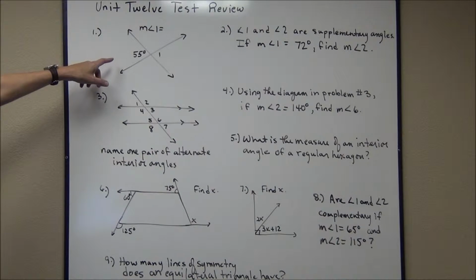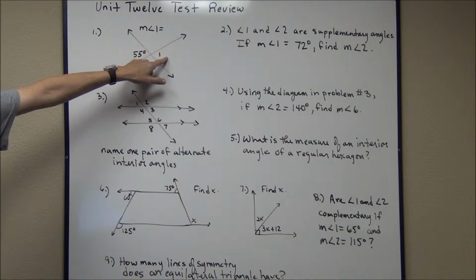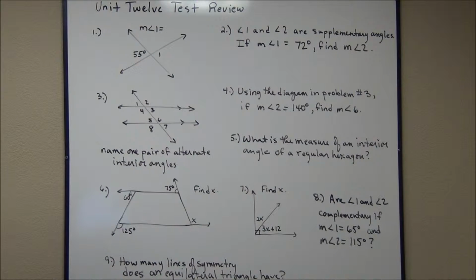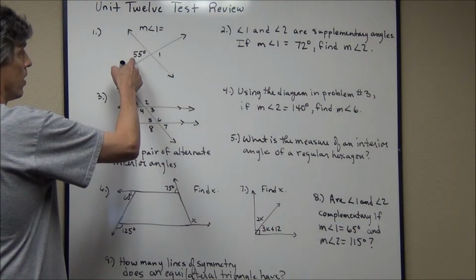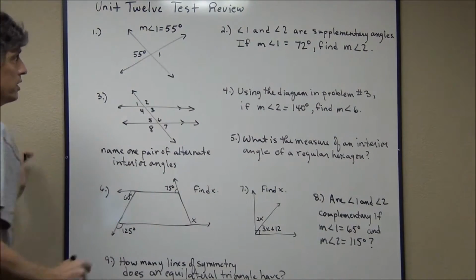I have a pair of intersecting lines and I have one angle given at 55 degrees and I'm asked to find the measure of angle 1. Well, those are vertical angles, and we know that vertical angles are congruent, so if this angle is 55, the measure of angle 1 is also 55 degrees.